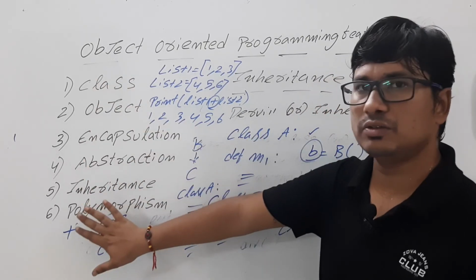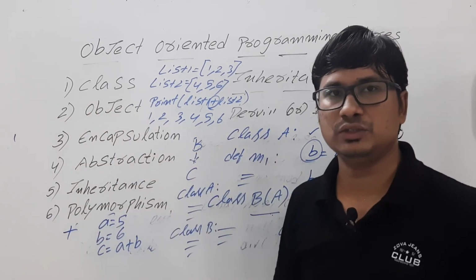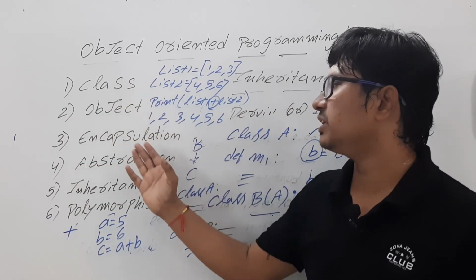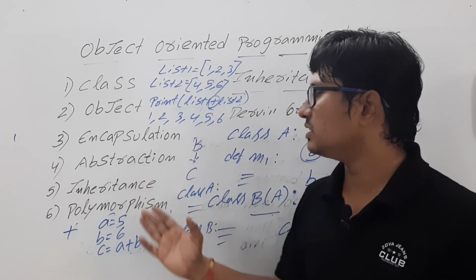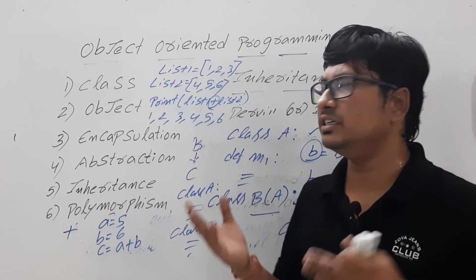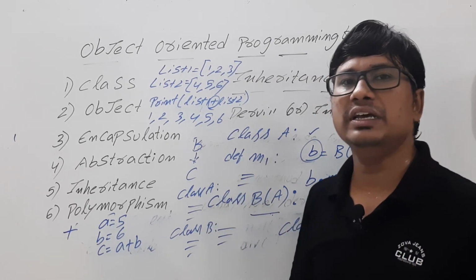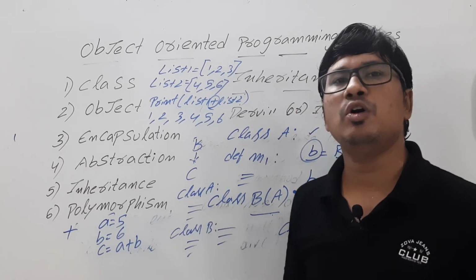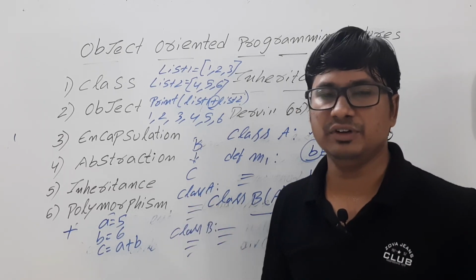So with this video, I hope you have understood the object-oriented features such as class, object, encapsulation, abstraction, inheritance, and polymorphism. In the next video, I will discuss in detail how you will achieve inheritance and how you will achieve polymorphism. All these things we will discuss in detail for you.